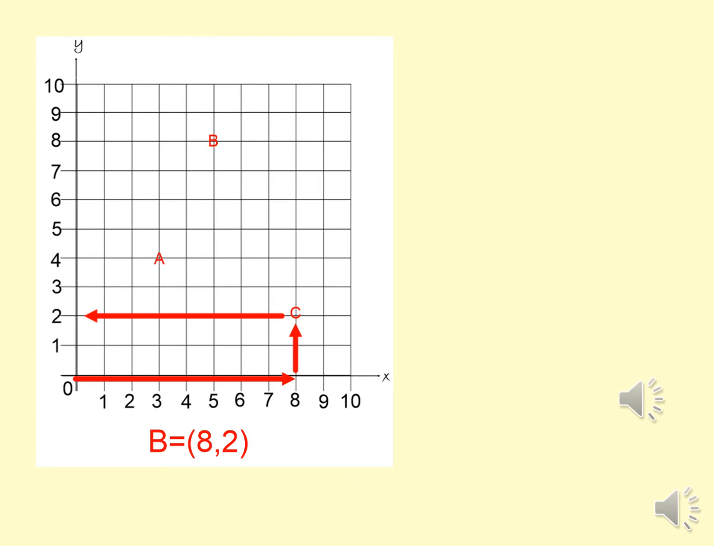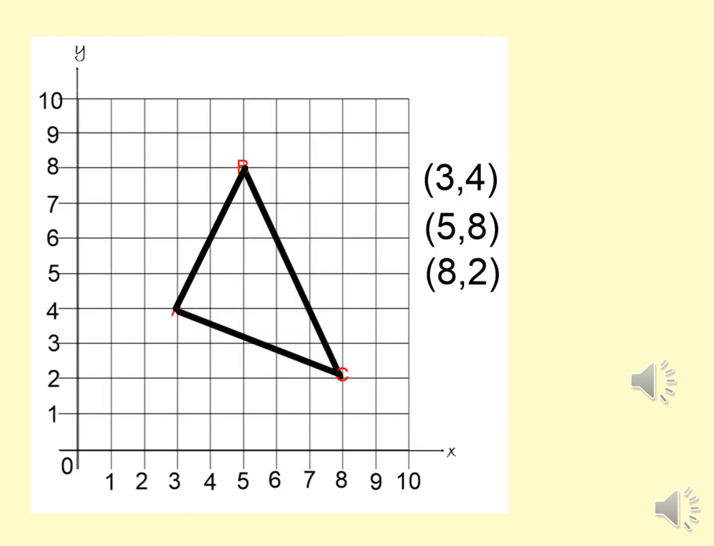The coordinates of C are 8, 2. We go along the x-axis and we see that C is in line with 8 on the x-axis, and then we go up the y-axis and we see that C is in line with 2 on the y-axis. We can plot the coordinates of shapes as well as points, so we could call this triangle ABC, and we could say that the coordinates of triangle ABC are 3, 4, 5, 8 and 8, 2.